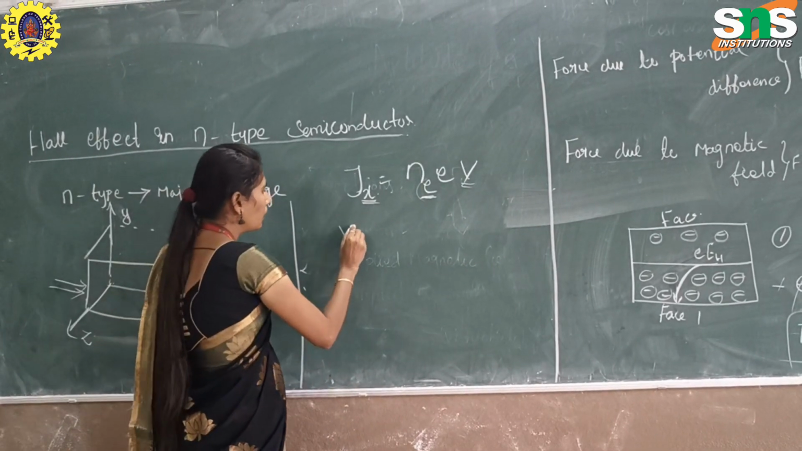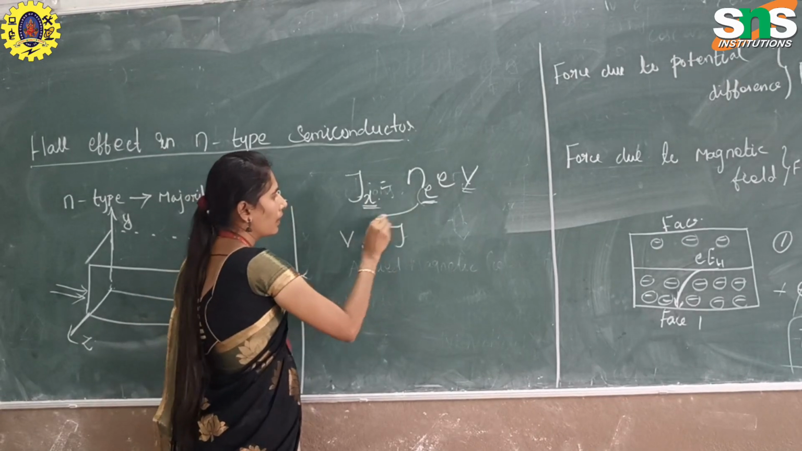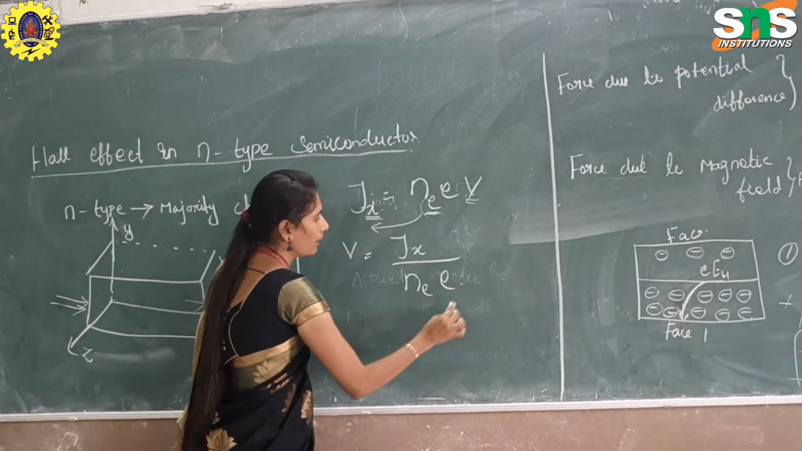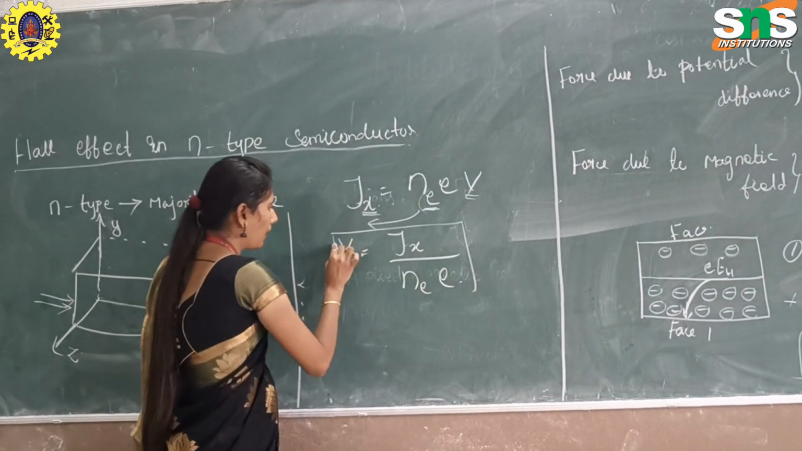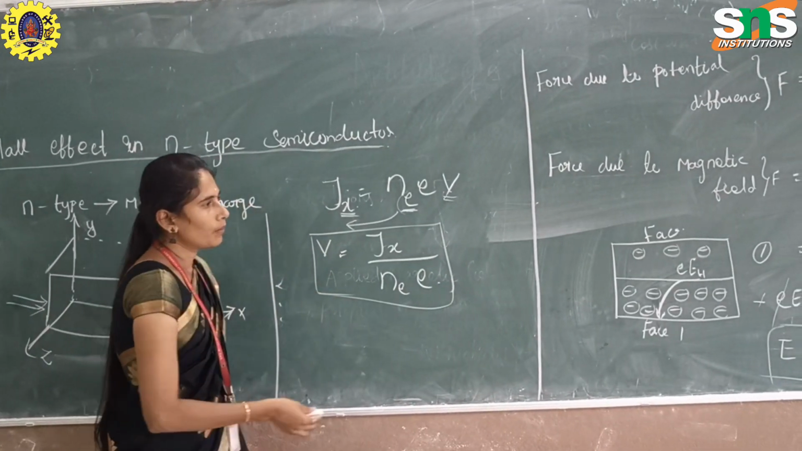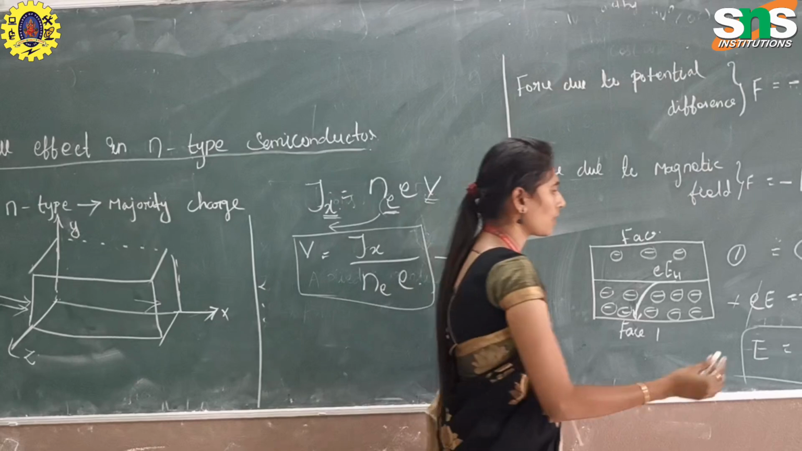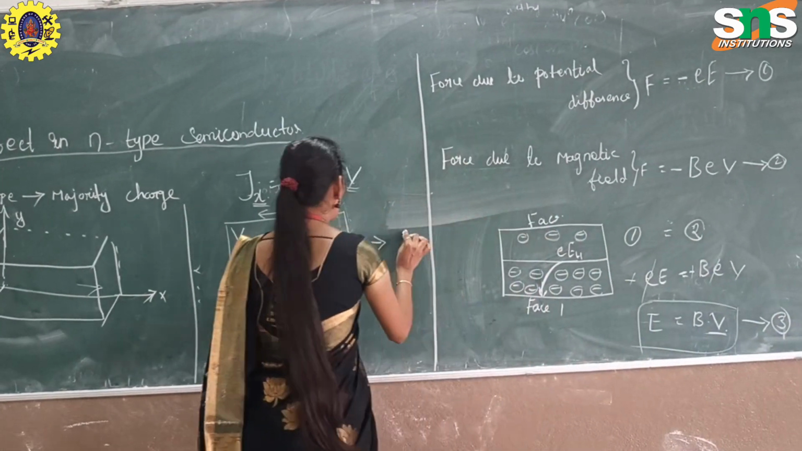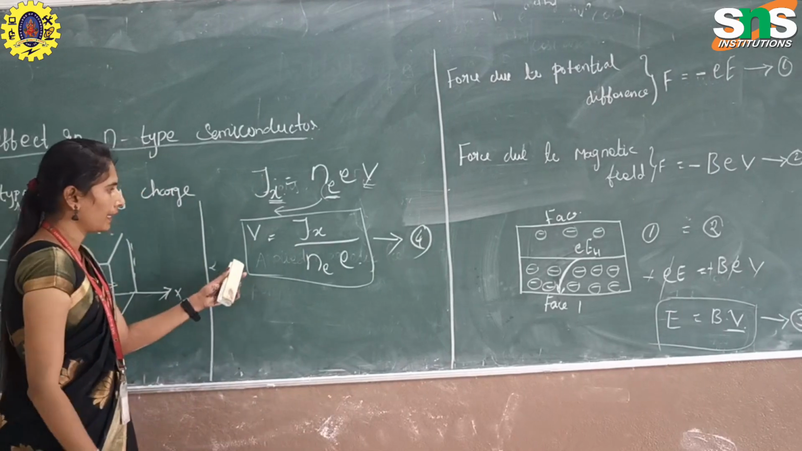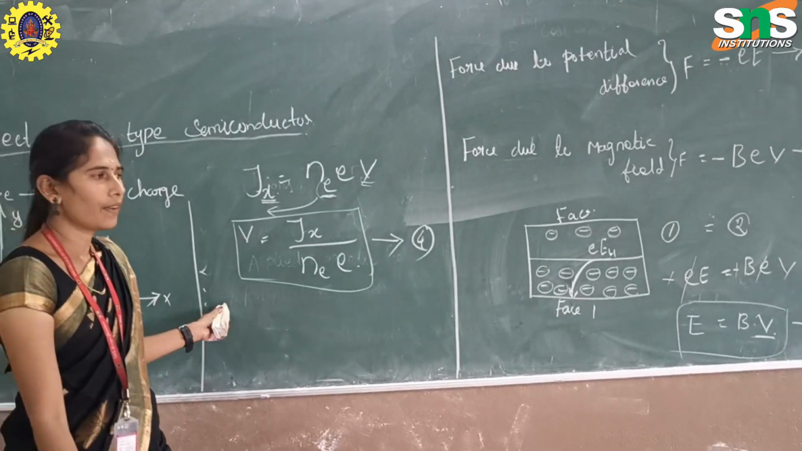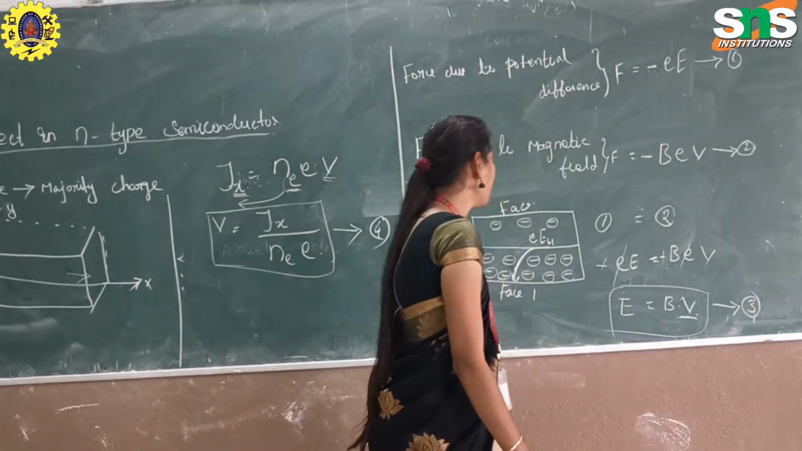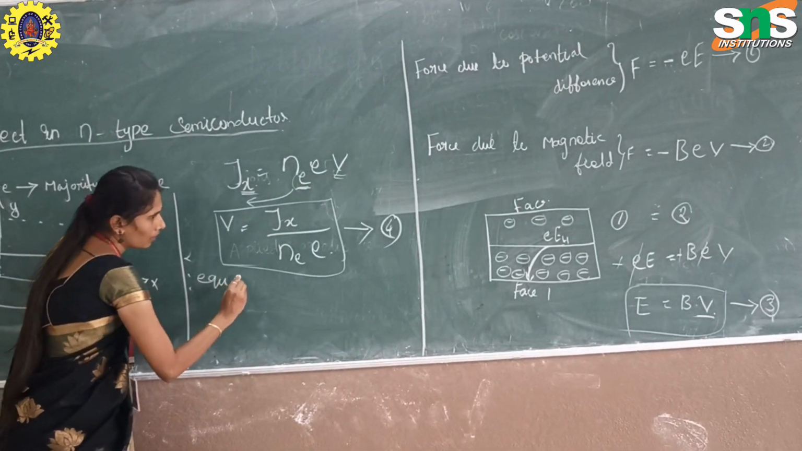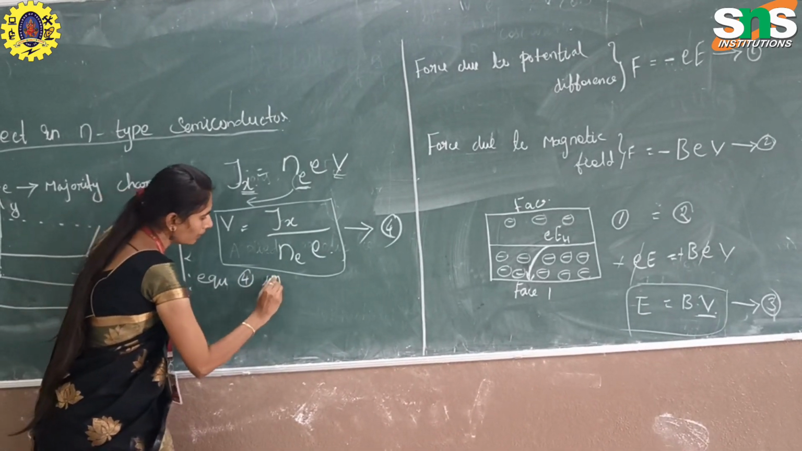So we find the value of V. V is equal to Jx divided by Ne. This is the value for V, and this is equation number 3. This is equation number 4. Then substituting equation number 4 into equation number 3, what is the value of E? So E is obtained by putting equation number 4 in 3.